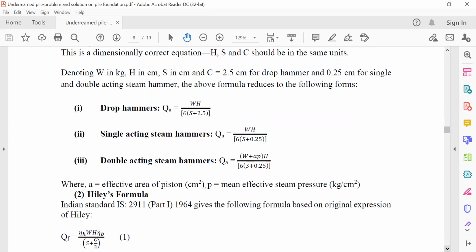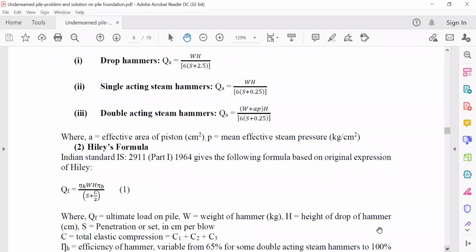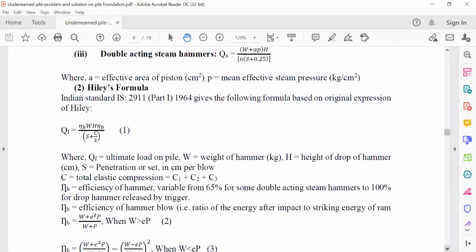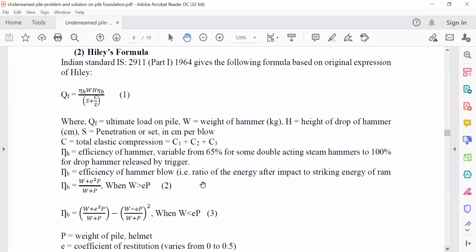Similarly, Healy's formula also we have discussed in the classes. So Healy's formula is also there. QF is equal to the ultimate load taken by the pile, eta H W H into eta B divided by S plus C by 2. So this formula also we have discussed in the previous lectures. So now just for your remembrance, I have given this formula.